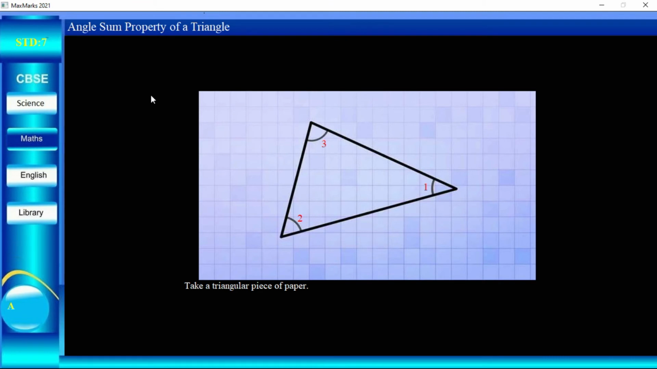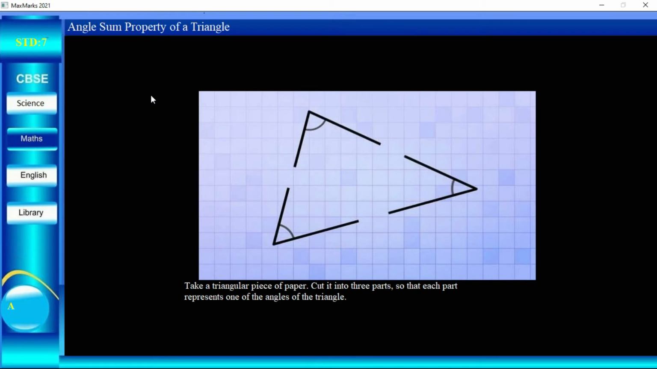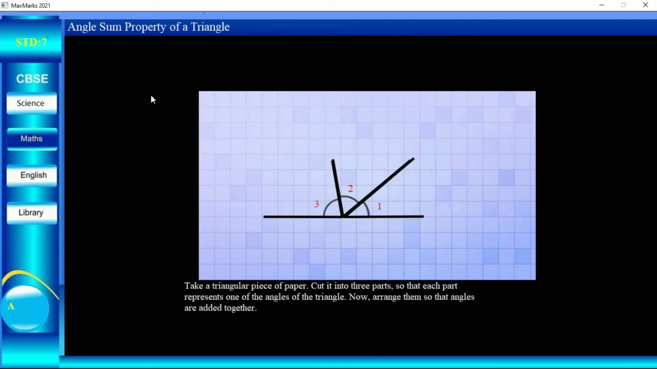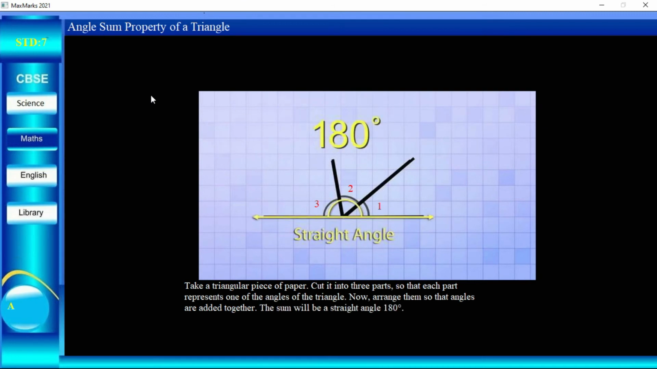Angle sum property of a triangle. Take a triangular piece of paper. Cut it into 3 parts, so that each part represents one of the angles of the triangle. Now, arrange them so that the angles are added together. The sum will be a straight angle, 180 degrees. The sum of the angles of any triangle will be 180 degrees.